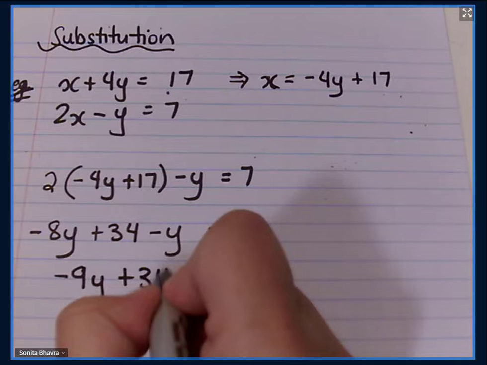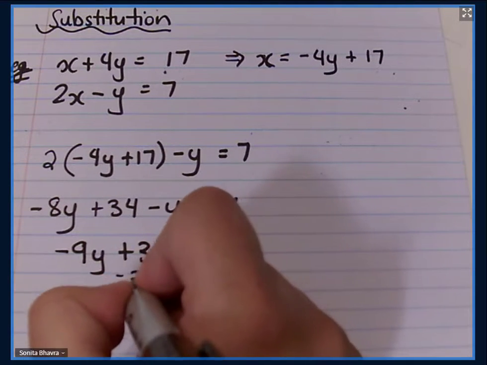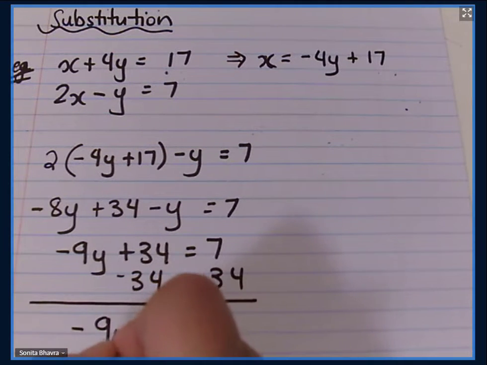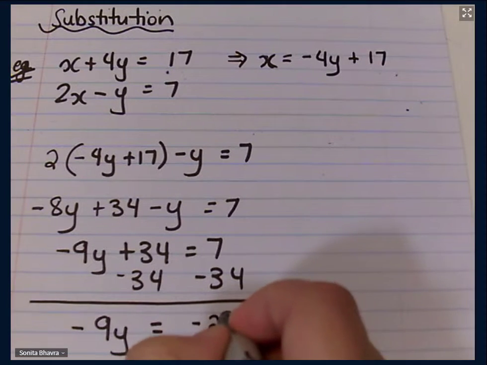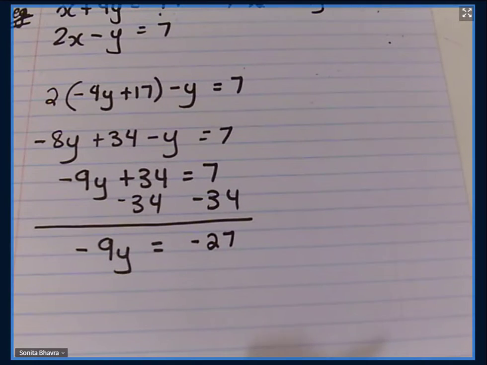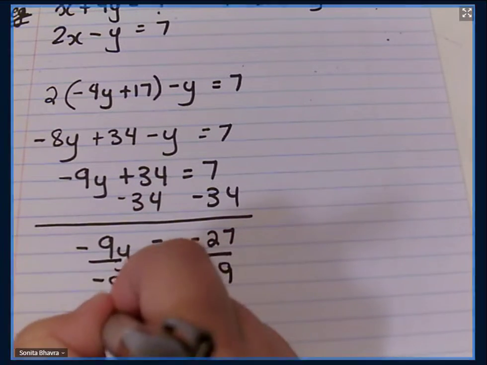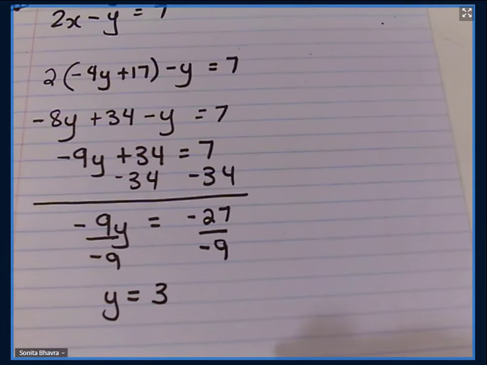plus 34 equals 7. Subtract your 34, so I'm going to subtract 34 on both sides. That gives me negative 9y is equal to 7 minus 34, which is negative 27. And then lastly, I just have to divide by negative 9 on both sides. That gives me y is equal to 3. All right, so we have now solved for y. So we still have to solve for x though.